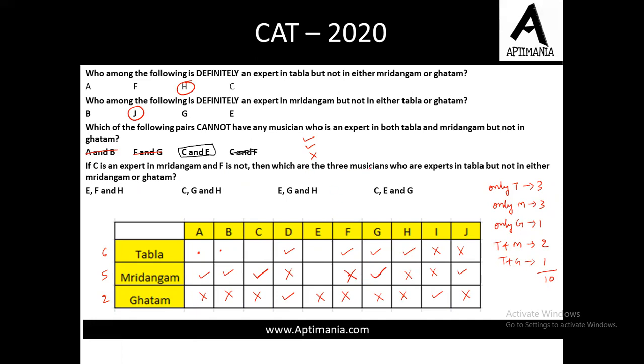Then which are the three musicians who are expert in tabla but not in the other two? So we are looking for three individuals who are expert in tabla only. So from here we can say that H is the one who is expert in only tabla. F is the one who is expert in only tabla. Now let us find out the next one. Okay, so in mridangam we should have 5 ticks and we already have 5 ticks, 1, 2, 3, 4 and 5. So it has to be a cross, and if we cross this then E is left with only one option, that is tabla. So the third individual is E. So the correct answer to this question is E, F and H.